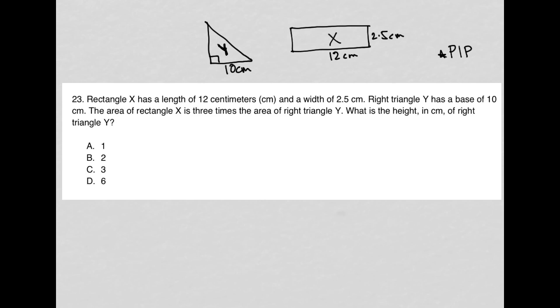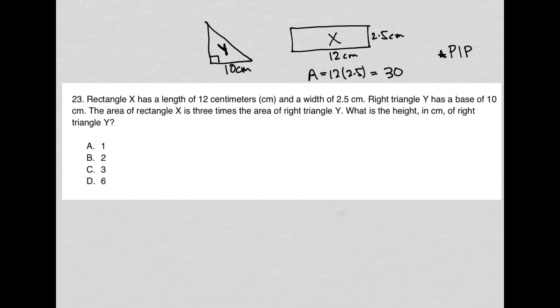The next sentence says the area of rectangle X. Well, what is the area? I'm going to stop there because I want to know, well, what is the area of rectangle X? The area is just the length times the width, so it's just 12 times 2.5. So I throw that into my calculator and I get 30. So the area for rectangle X is 30.